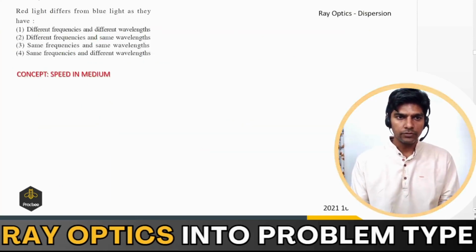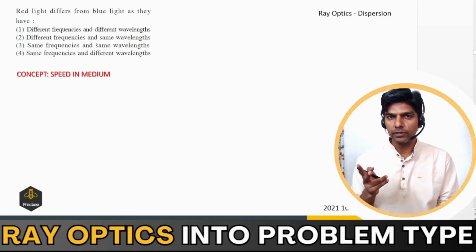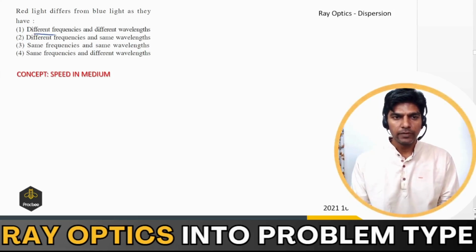Okay, let us see another question. The red light differs from blue light as they have. So two different colors of light in the same medium have different wavelengths and different frequencies. So they will be having different frequencies and different wavelengths. So option 1 is the right answer.